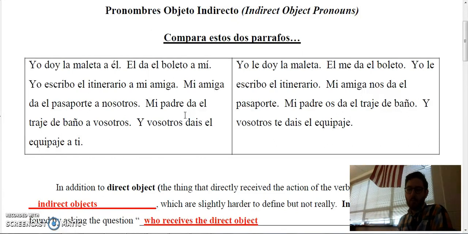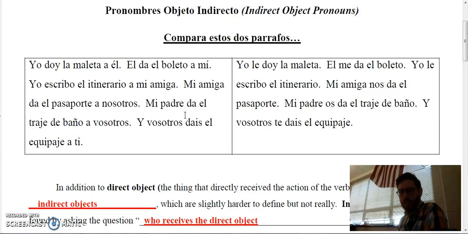The paragraph on the right expresses that same exact idea, the idea of those same exact sentences, but they use indirect object pronouns, IOPs. And it goes like this. Yo le doy la maleta, él me da el boleto, yo le escribo el itinerario, mi amiga nos da el pasaporte, mi padre os da el traje de baño, y vosotros te dais el equipaje.